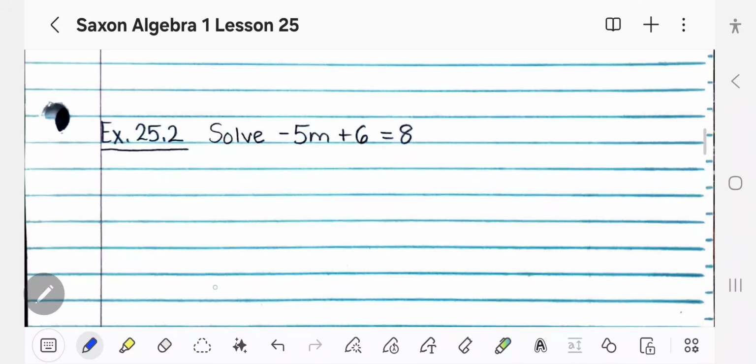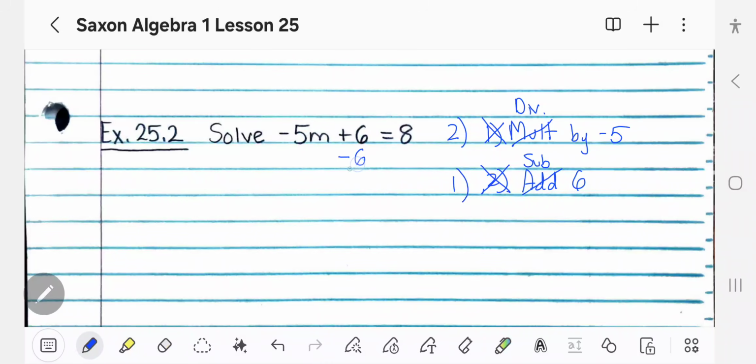Here, if you knew what m was, the first thing you would do is multiply it by -5, and then you would add 6. We're going to go backwards, and we're going to say this is our step 1 now, and this is our step 2, and we're going to do the inverse operation. So instead of adding, we'll subtract. Instead of multiplying, we'll divide. So our first step is going to be subtracting 6.